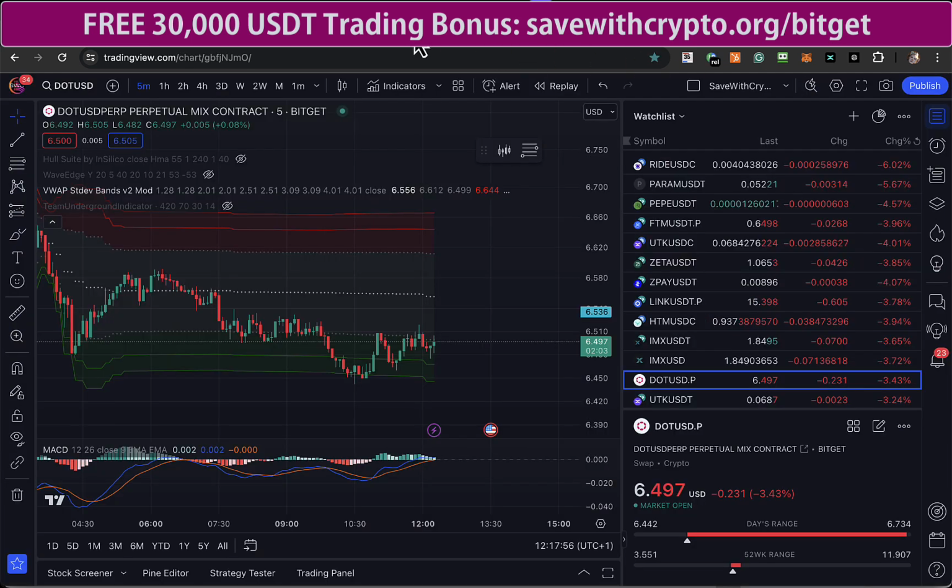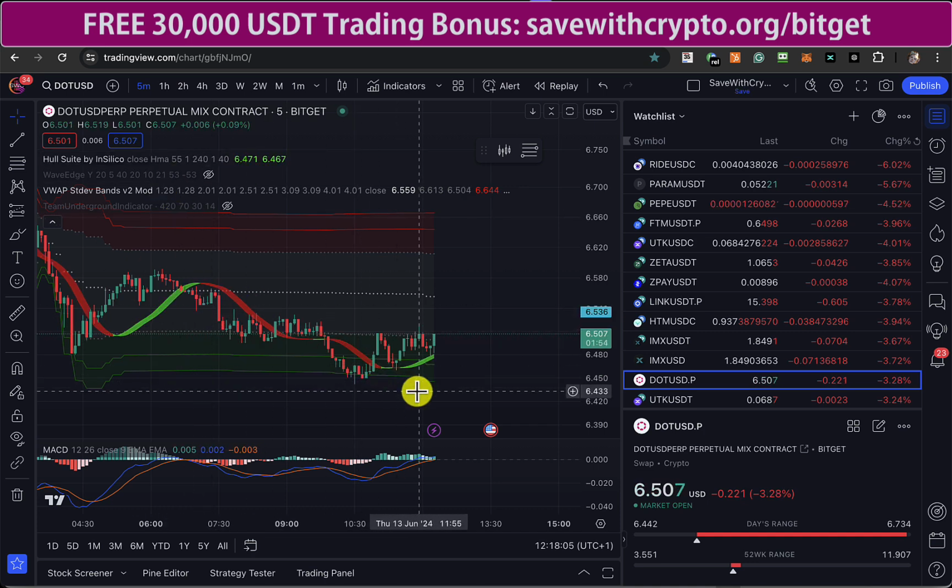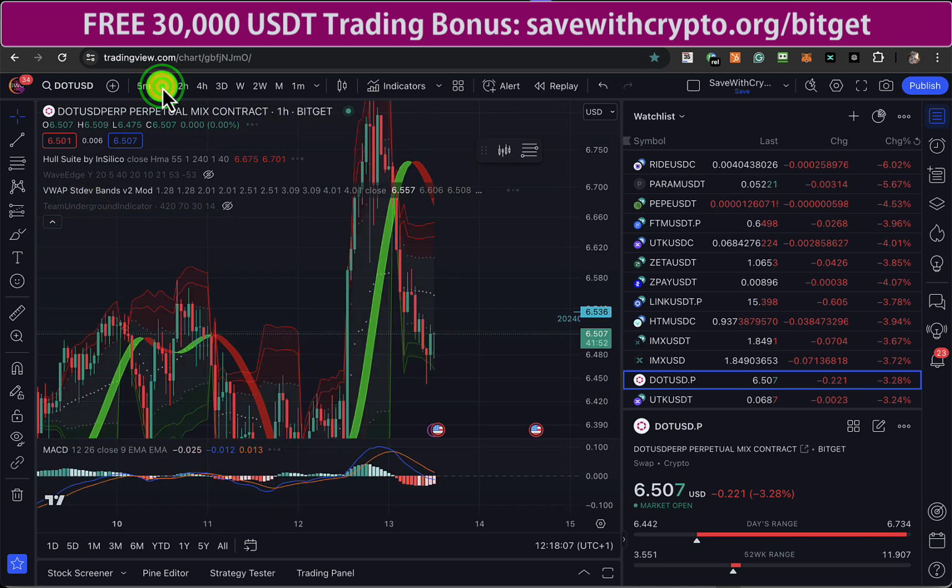But what I will do as well is look at the Whole Suite indicator, which is this one here. Now this one does vary on different time frames. So if you look at it on the 5 minute, it looks like that. If you look at it on the 1 hour, it looks like that.